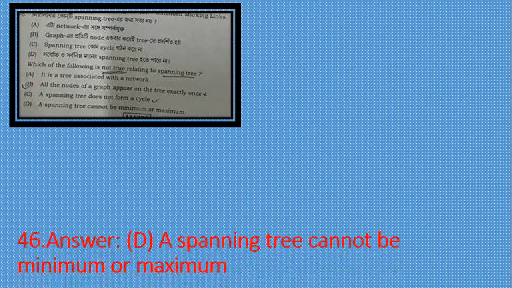Which of the following is not true relating to spanning tree? It is a tree associated with a network, right? All the nodes of a graph appear on the tree exactly once, right? A spanning tree does not form a cycle, right? A spanning tree cannot be minimum or maximum. This is wrong. So option D is the answer.